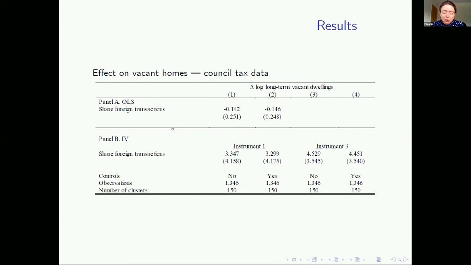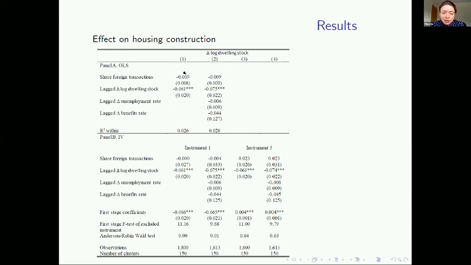So let me put up those results. Here you see the effect on housing construction. The dependent variable is the change in the log of the dwelling stock. I ran the regression on the share of foreign transactions and nothing comes out significant, in the OLS or the IV. But I don't know, it could be that in London and for flats, you would see a stronger effect than for the rest of the sample, but I haven't done the separation.